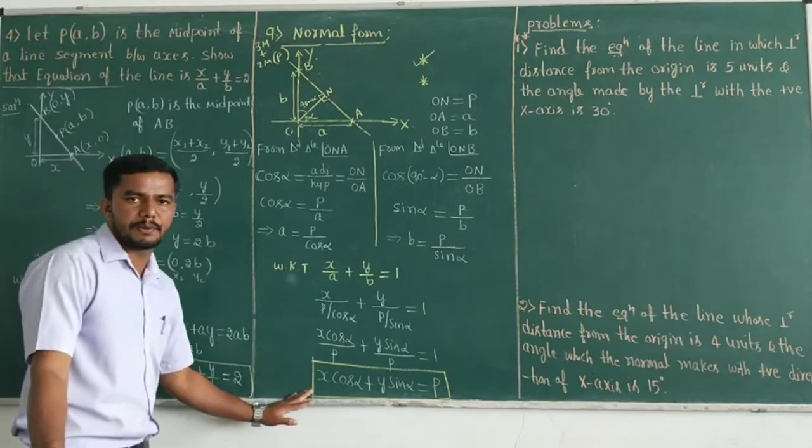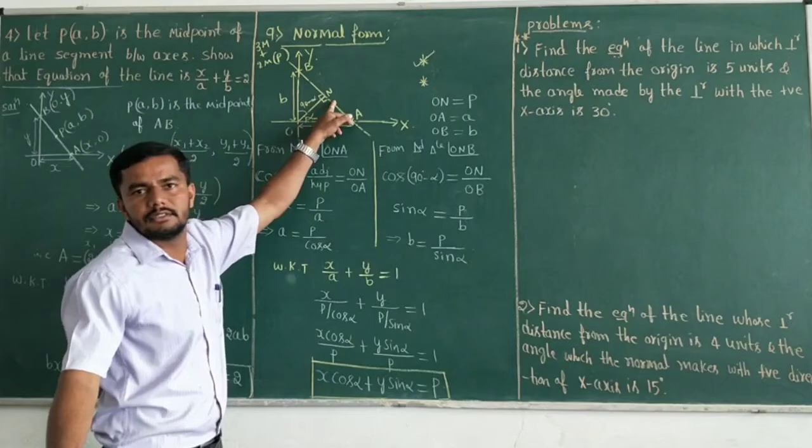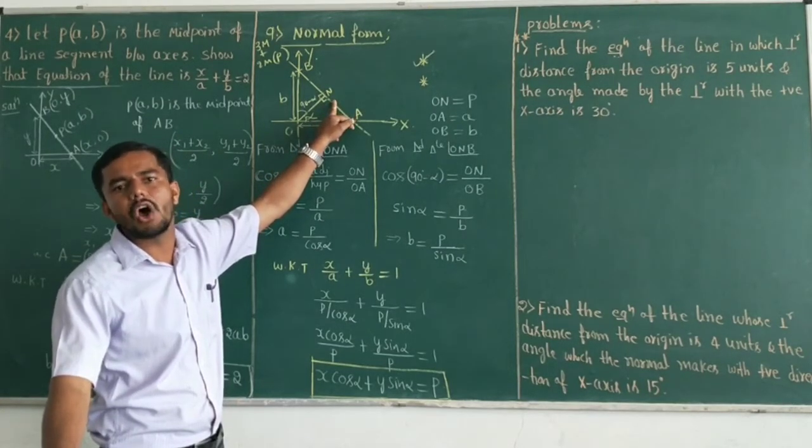So in that expression, what is P? P is nothing but ON. Simply it is called the perpendicular distance or normal.